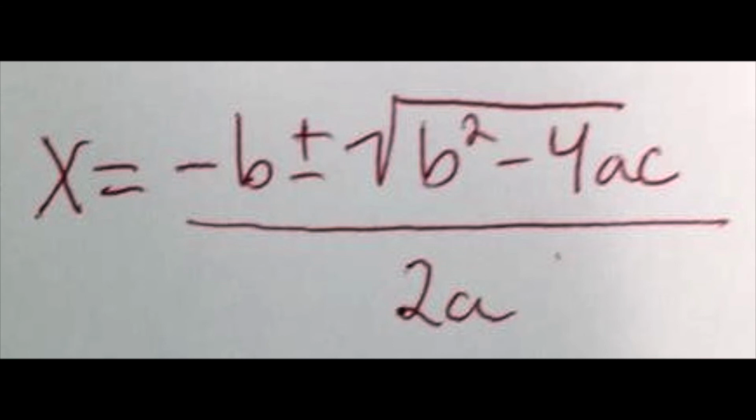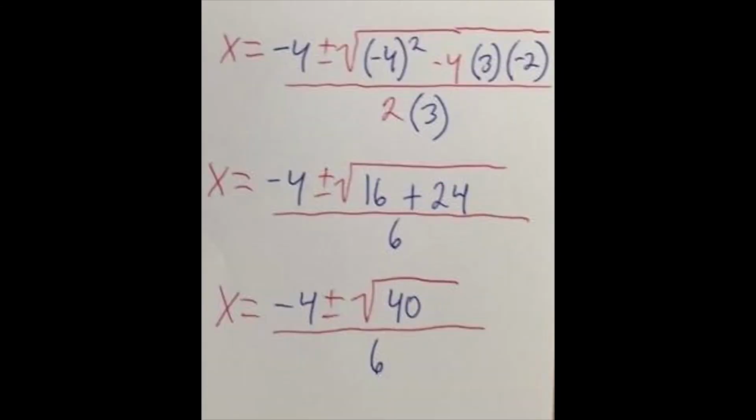Now using our good friend, the quadratic formula, which is negative b plus or minus the square root of b squared minus 4ac, divided by 2a, equals x. Now you would plug in everything for b, which would be negative 4, and you'd plug in everything for a, which would be 3, and you'd plug in everything for c, which would be negative 2.